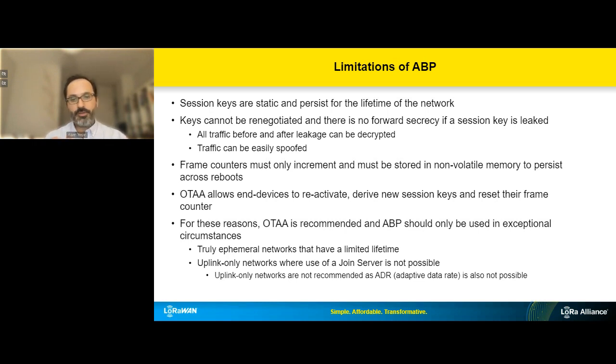Now, having said OTA is better than ABP, there might be some reasons for you to choose ABP, such as if the device is uplink only, it cannot complete the join procedure, which requires the end device to receive a join accept message. So for an uplink only device, you would have to resort to ABP, but at least now you know the limitations of it, and you can safeguard your system against potential threats.